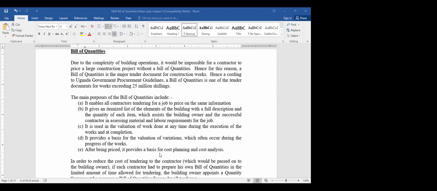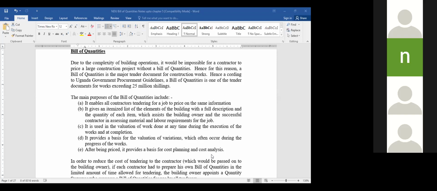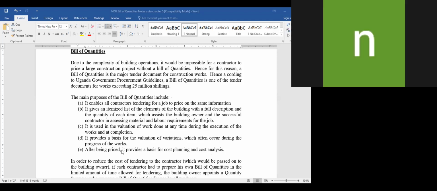So that's how important a priced BOQ is. It provides a basis for cost. Simply saying, if you know the money you're supposed to spend on your building, then you can actually make plans of how you are going to construct your building in the different phases and so on and so forth. So those are the purposes of the BOQ.